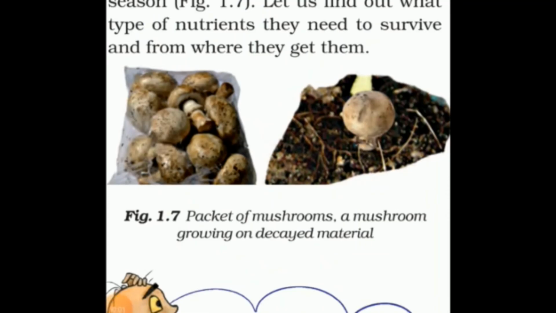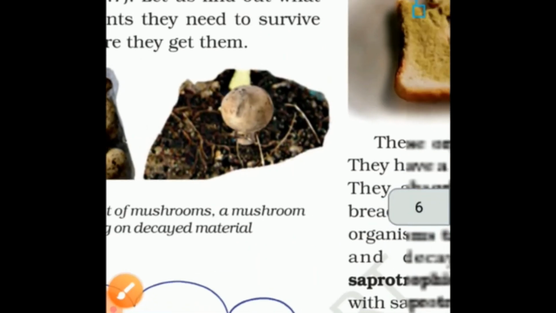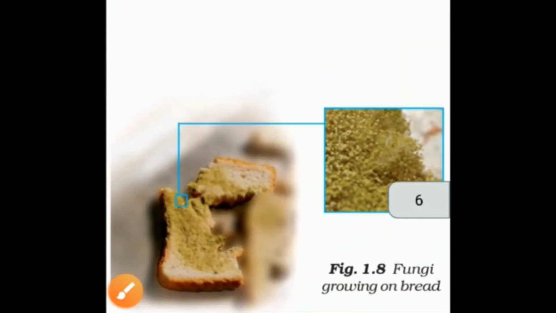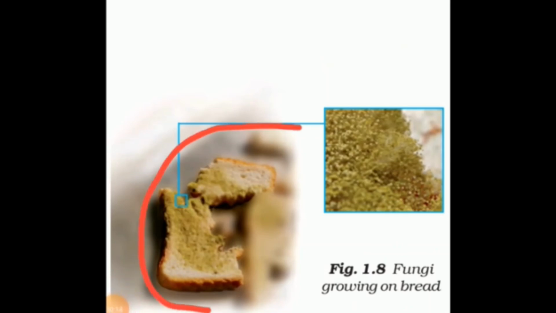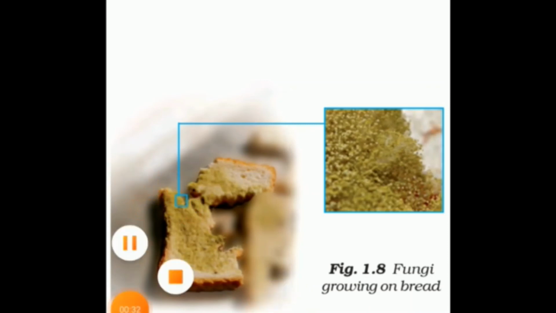The saprophytes. You might have seen packets of mushrooms sold in the market. You might have also seen brown and green patches on bread when we leave it in a moist place. These organisms are called fungi. They absorb the nutrients from the bread. This mode of nutrition in which organisms take in nutrients from dead and decaying matter is called saprophytic nutrition. Such organisms with saprophytic nutrition are called saprotrophs. You can see in the given diagram.